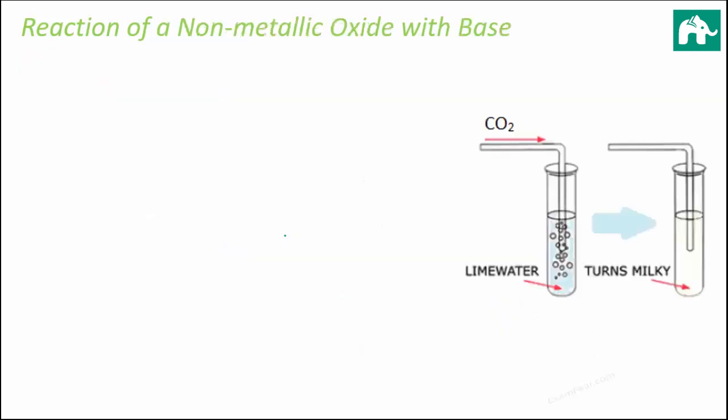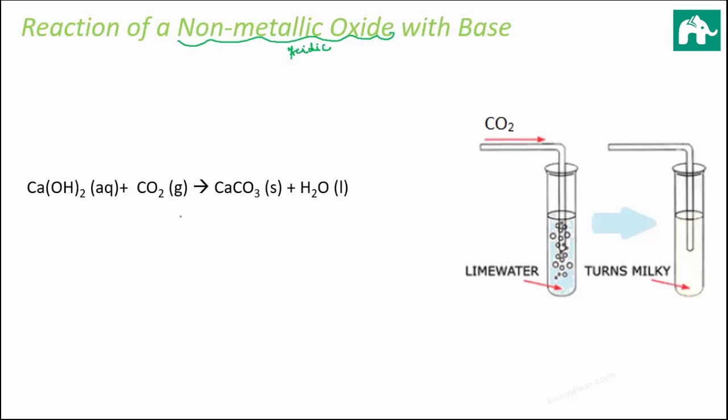Let us now look at the reaction of a non-metallic oxide with a base. Just the way we saw that a metallic oxide is basic in nature, similarly we will see that a non-metallic oxide is acidic in nature. Why? Because when a non-metallic oxide like carbon dioxide (carbon is a non-metal, so oxide of carbon is a non-metallic oxide) reacts with a base like Ca(OH)2, we get CaCO3, that is calcium carbonate, plus water. So here also we get a salt, calcium carbonate, and along with that we get water.